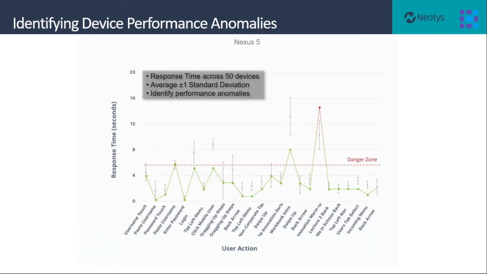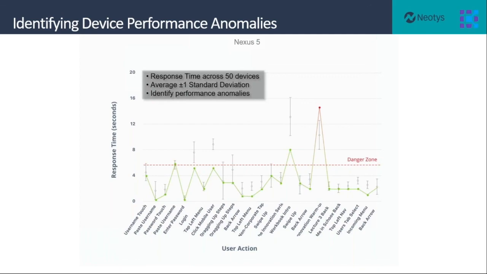With Kobiton, while you're running across these 50 devices, you can see what the average response time is. Those are the gray circles in the middle. What's the average response time for each step in your application? And then how much variance is there? The plus or minus 1 standard deviation is the ticks above and below the gray circle in the middle. And then for this specific device, as you can see at the top, this report is for a Nexus 5.